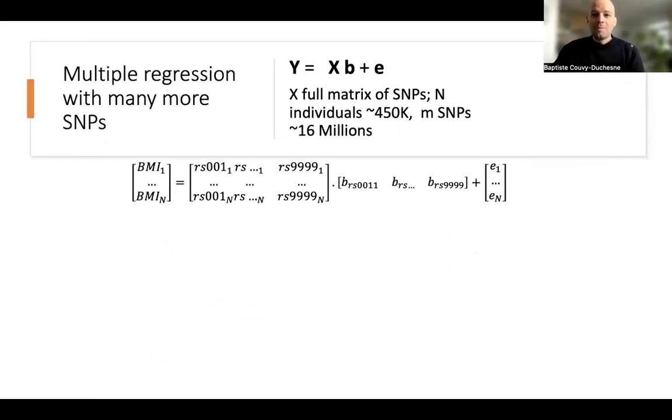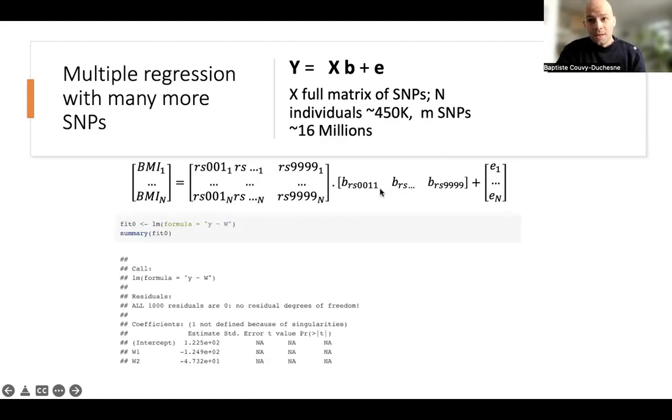All right, let's try to be more ambitious now and fit a multiple regression with many, many more SNPs. So let's assume you are given a matrix of observed SNPs. Let's assume it's the UK Biobank. So you have 450,000 individuals of European ancestry, but you have around 16 million usable SNPs. So your model Y equals XB plus E becomes this huge model, where you fit your whole matrix of SNPs, and then the B vector is extremely long.